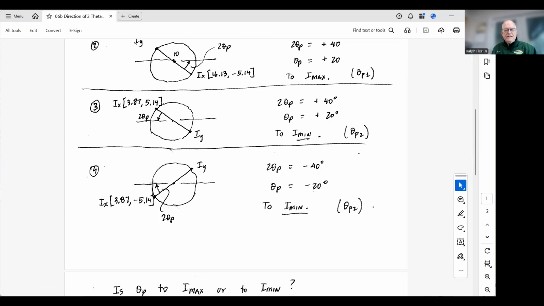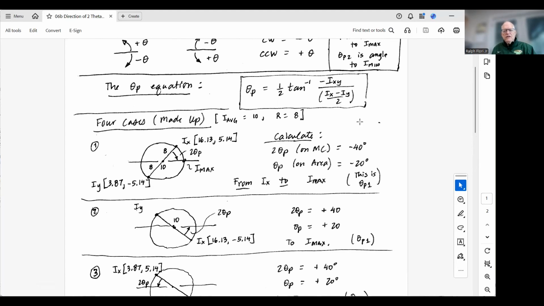So this is just a really simple example that illustrates that if you correctly put in your Ix, your Iy, and your Ixy into the standard theta p equation, it's going to give you the correct magnitude for theta p, and it's going to give you the correct angle from the current x face to the nearest principal I, either Imax or Imin, whichever one is closer to the x. It will take you to that one.